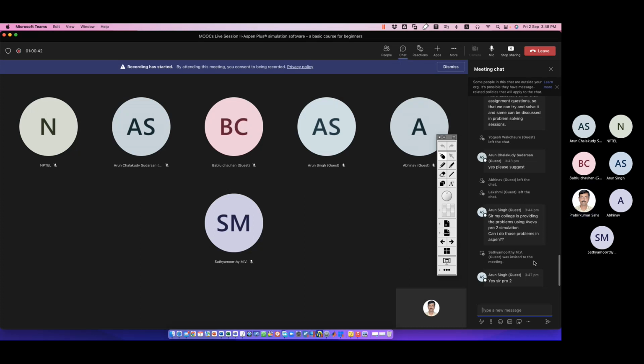But as far as solution of the problem is concerned, yes, any kind of steady state problem you can solve with Aspen Plus. So be it from Pro 2 or something else, doesn't matter. If your college has procured Pro 2, Pro 2 is also not a free software, it is a paid software. So your college must have purchased it and you are learning from them. Definitely, you can try to solve those problems in Aspen.